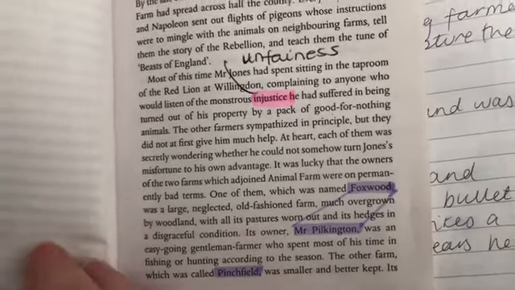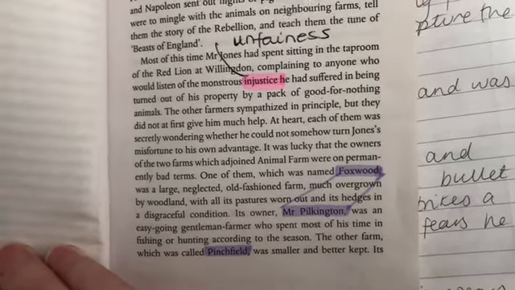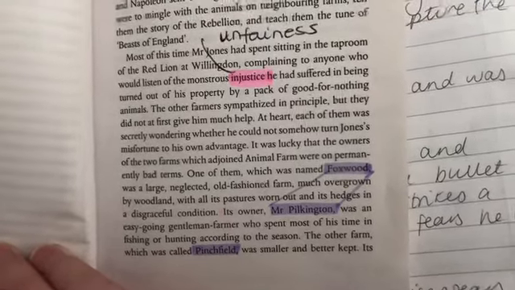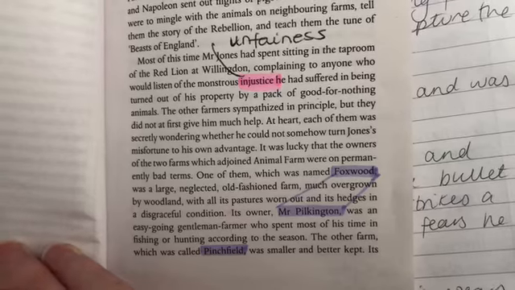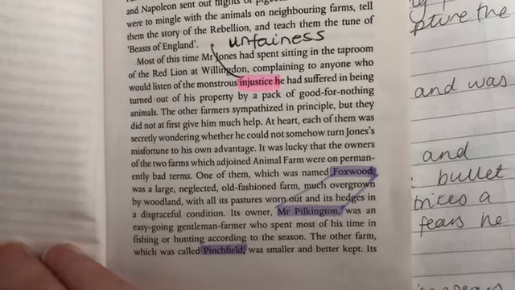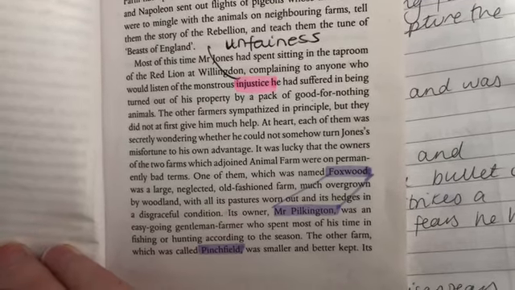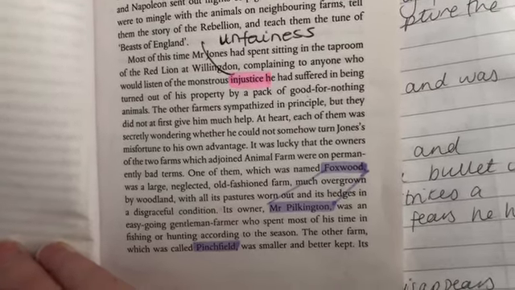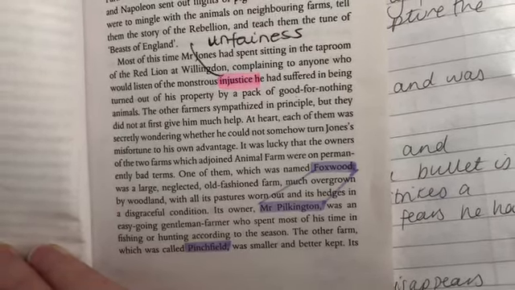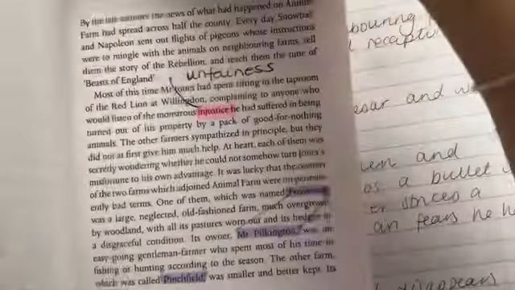The other farmers sympathised in principle, but they did not give him much help at first. At heart, each of them was secretly wondering whether he could not somehow turn Jones's misfortune to his own advantage. It was lucky that the owners of the two farms which had joined Animal Farm were on permanently bad terms. One of them, which was named Foxwood, was a large, neglected, old-fashioned farm, much overgrown by woodlands, with all its pastures worn out and its hedges in a disgraceful condition. Its owner, Mr. Pilkington, was an easy-going gentleman farmer who spent most of his time in fishing or hunting, according to the season. The other farm was called Pinchfield, a smaller and better kept.